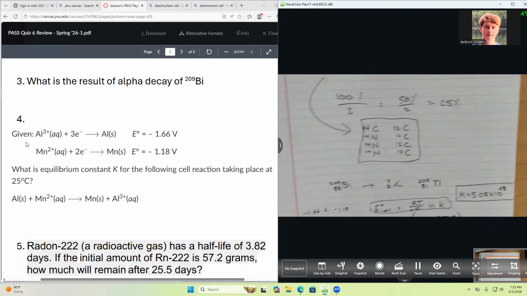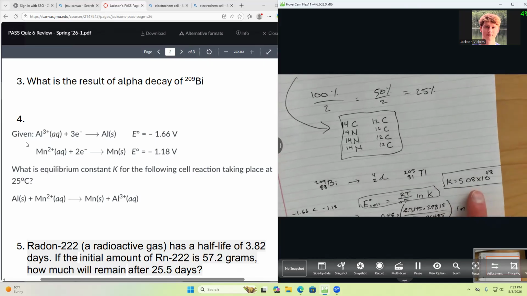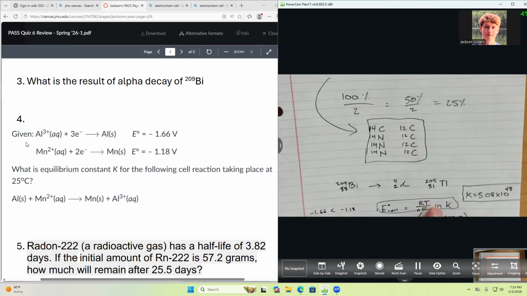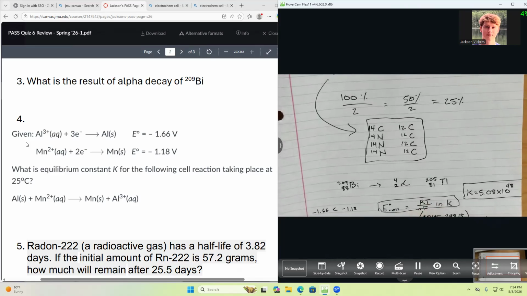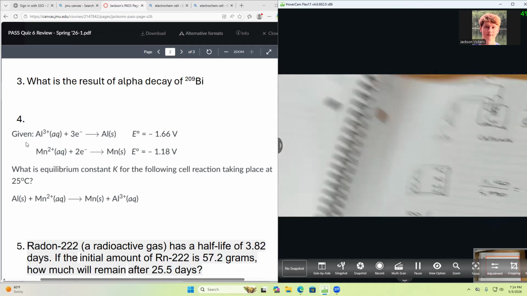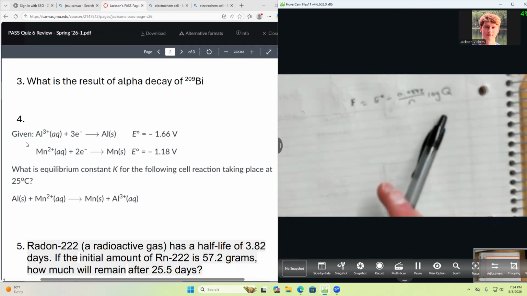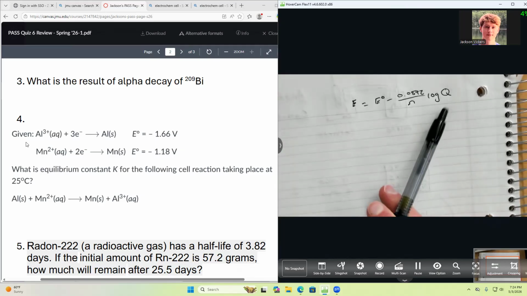Okay, that's basically what I got. So that means this one should be ln, the one that we did on that last problem. This is a different formula. This is the one where you're doing non-standard conditions and you're finding Q, not K.